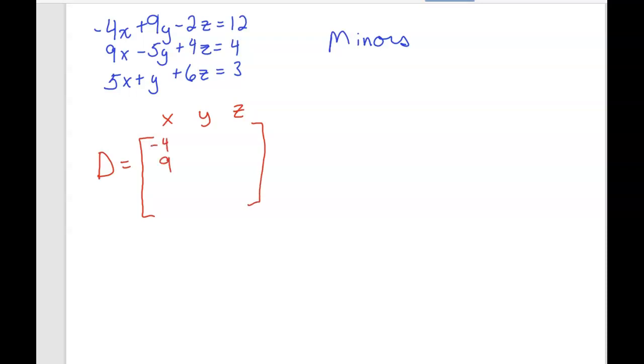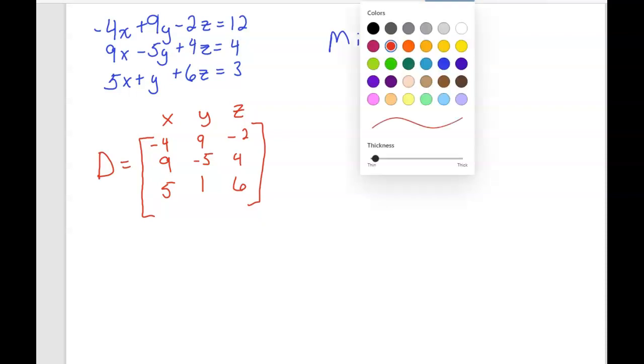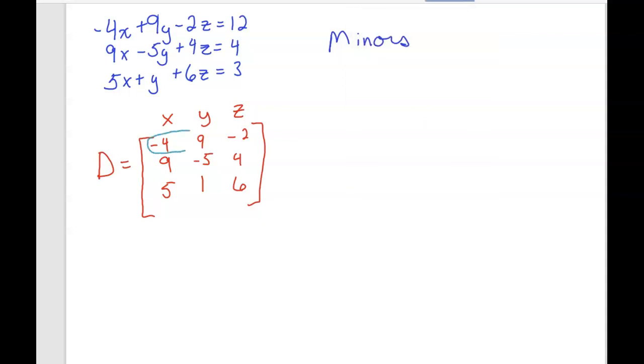Again, we're only using the coefficients. So I have the coefficients of the X. Then I'm going to use the coefficients of my Y. Then I will use the coefficients of my Z. When I look at the minors, I'm going to select the first row, and I'm going to write those values down, leaving some space.